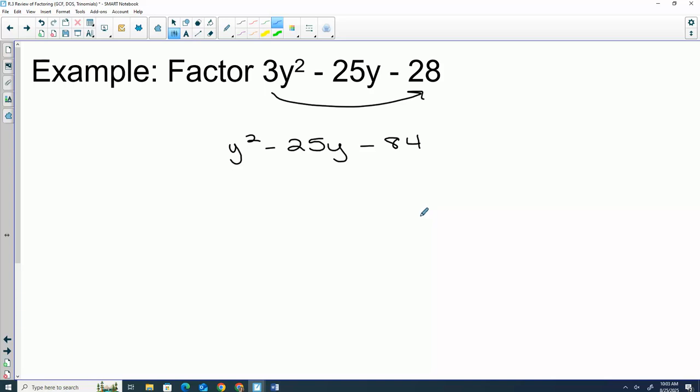Okay. Now everybody might need a calculator. Find me the two numbers. What multiplies to a -84 and adds to a -25? If you don't have a calculator, walk over and grab one. You're not going to sit and stare at me. I'm not giving you the answer this time.